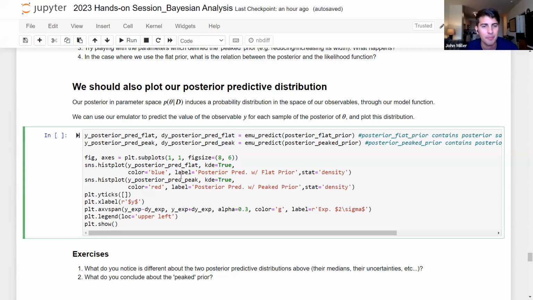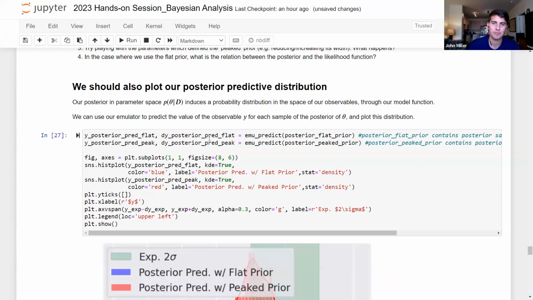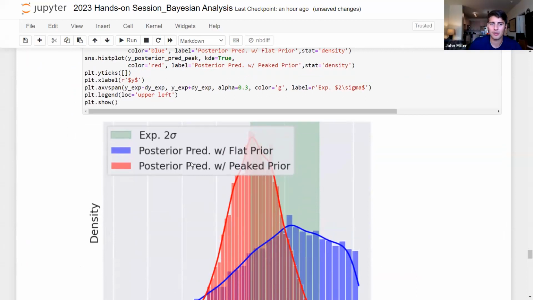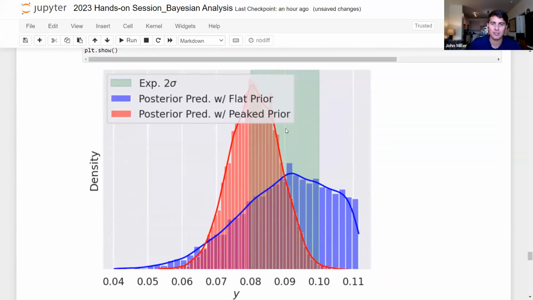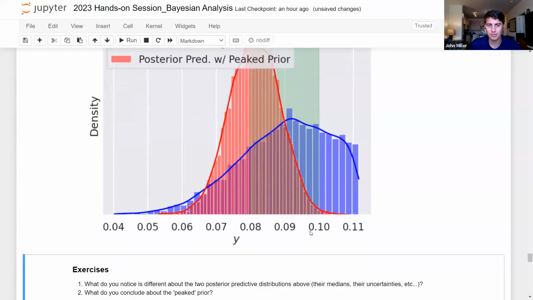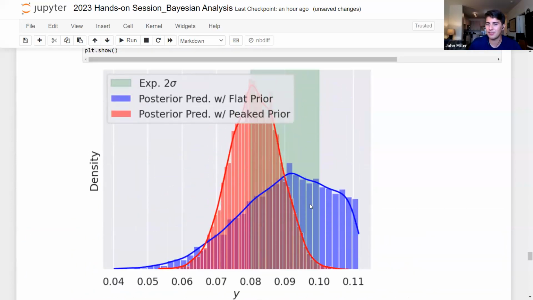So let's plot that. For every draw from our posterior, we're going to look at the predicted points based on our model. And what we have in green here is where our data is. Our data is at the center of that with some experimental error around it. Then this is the distribution on Y that our flat prior implies. And in red here is the distribution on data that is implied by using the peaked prior. And you'll see that these are very different from one another.